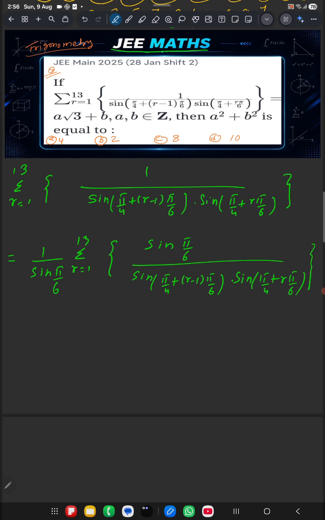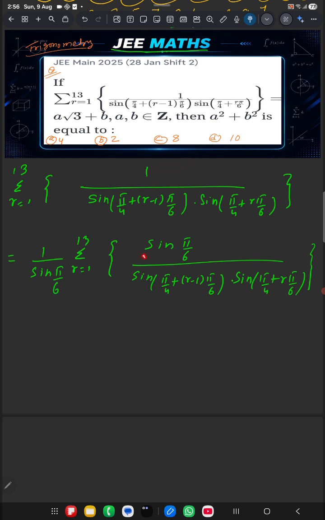The logic behind this is that whenever you see in the denominator a product of two trigonometric ratios and a summation sign is there, you try to reduce it into the form of something like 1 by x minus 1 by y. For that, there should be either a sine of a minus b or cos of a minus b formula set in the numerator.